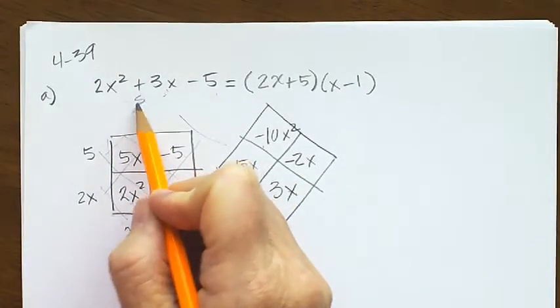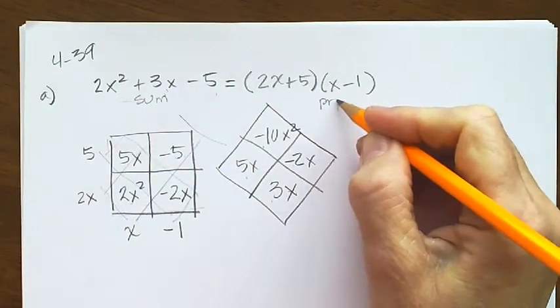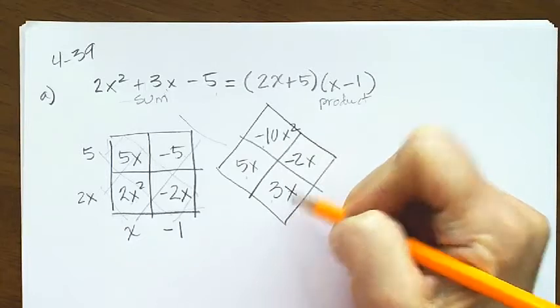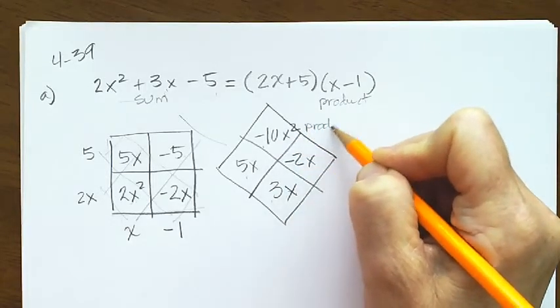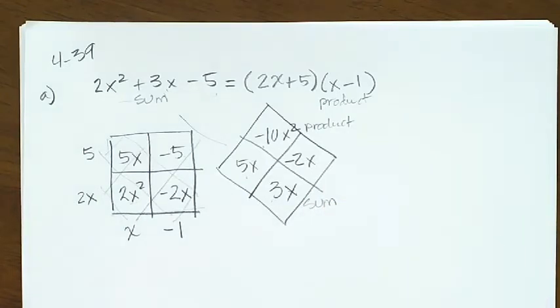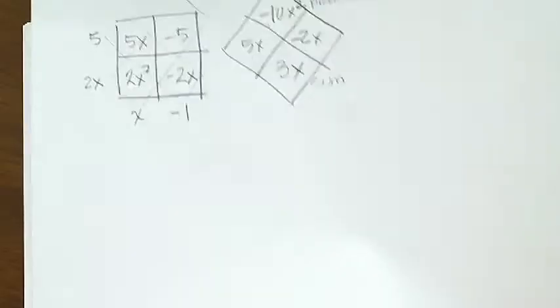So this is the sum. The area is the sum. This is the area is the product. You also have a product and a sum in your diamond. This is the product. Usually I put the product on top and the sum on the bottom. Okay, part B.